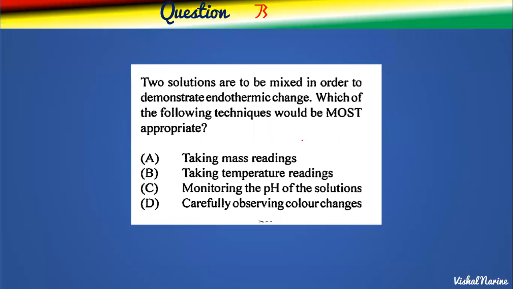73. Two solutions are to be mixed in order to demonstrate an endothermic change. So which of the following techniques will be most appropriate? We take mass readings, temperature readings, monitor the pH, or we just look at color changes? That's correct, and for most of you, it is B. We take temperature readings.